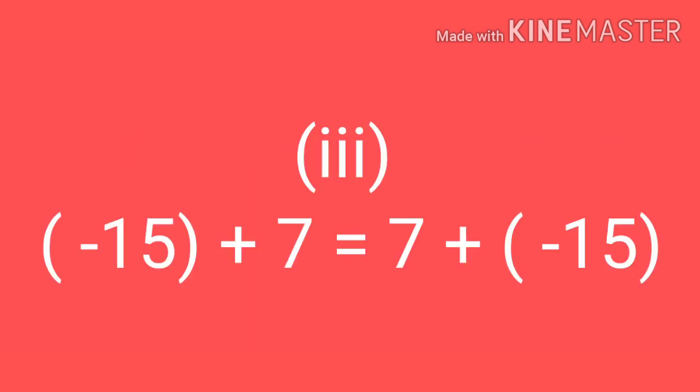Minus 15 plus 7 is equal to 7 plus minus 15. Which property is this? Yes, commutative property. Because the order in which we add two integers does not matter. Minus 15 plus 7 is the same as 7 plus minus 15.